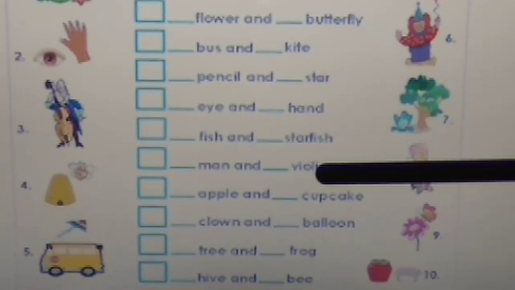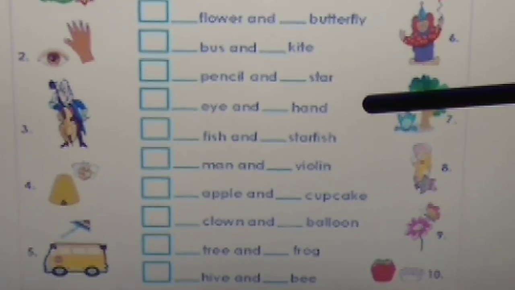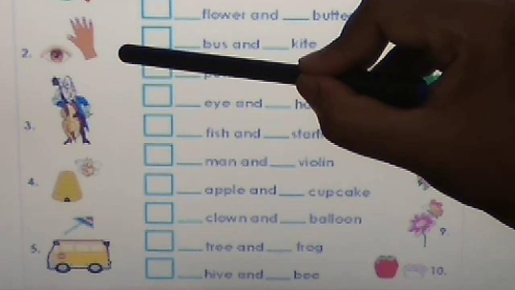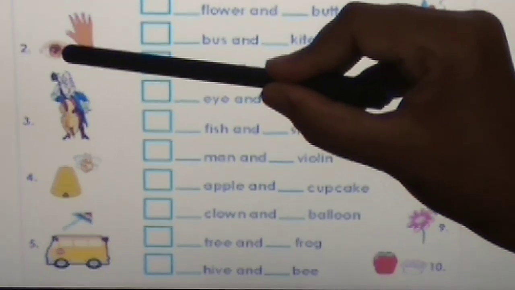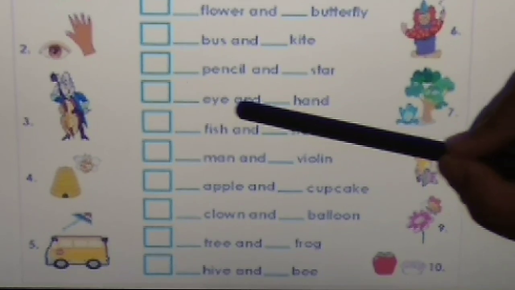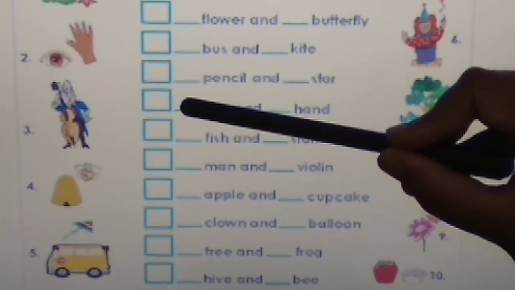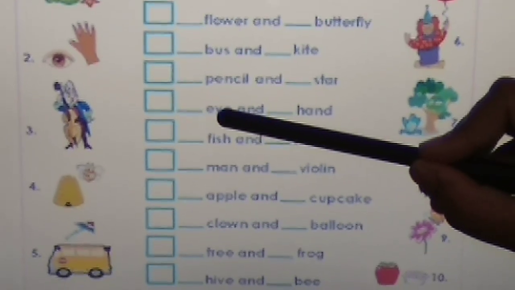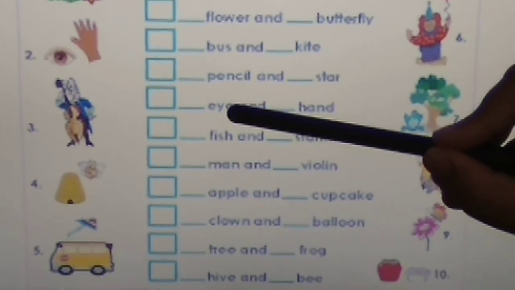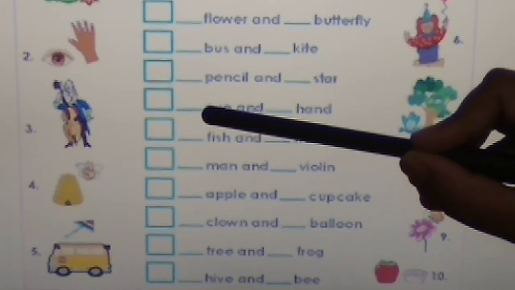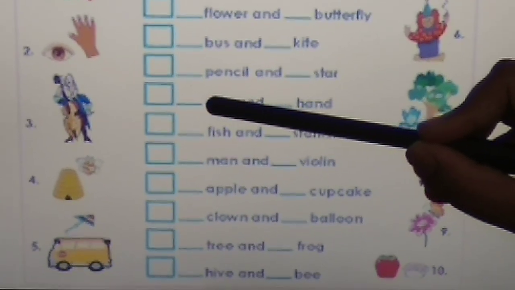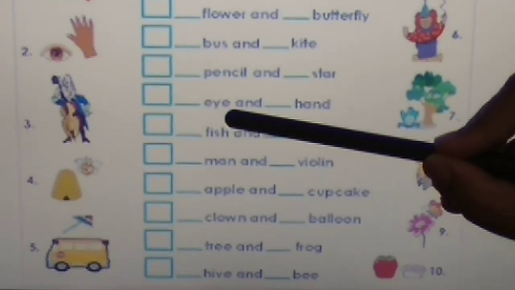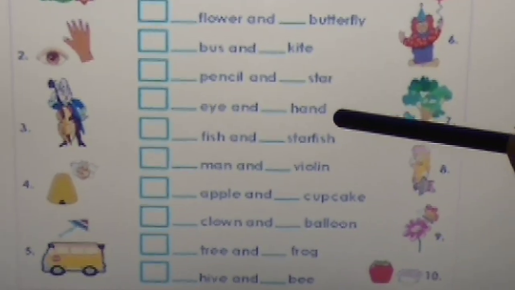Now find out where is eye and where is hand. This, eye and hand. So these are at number 2. So in the box put number 2. And before eye you will write, it is a vowel. So what are you going to place? N. And before a hand, A. An eye and a hand.